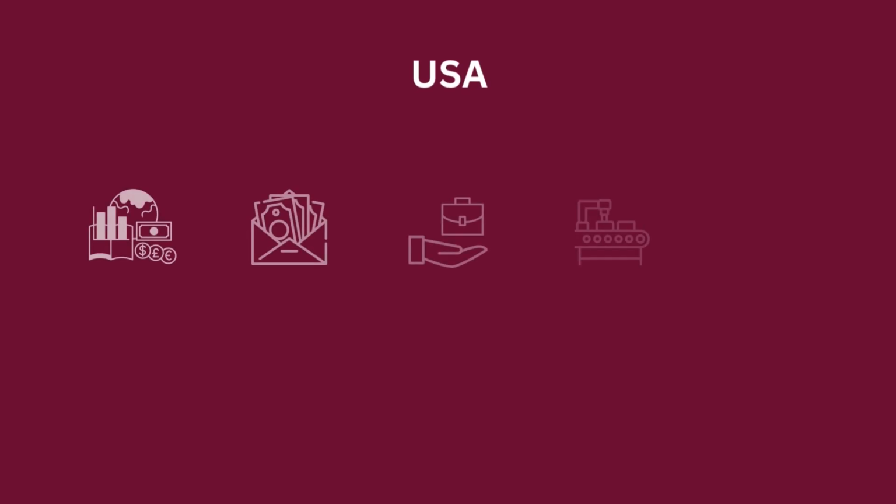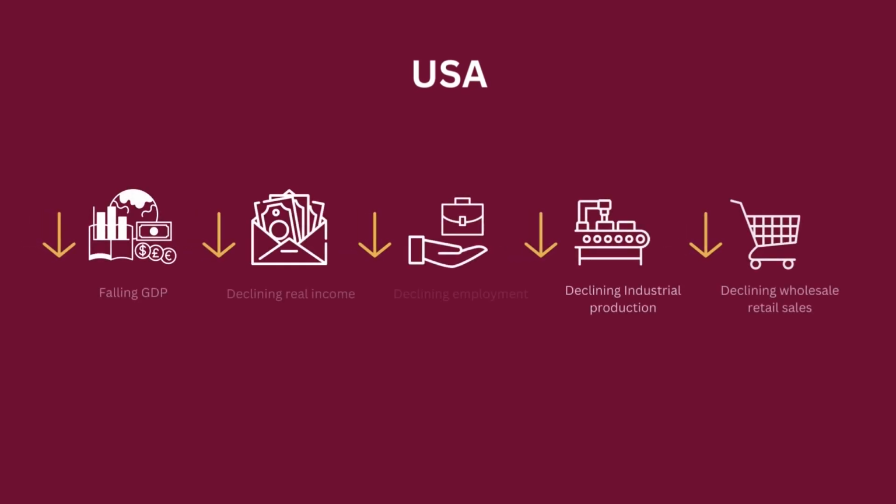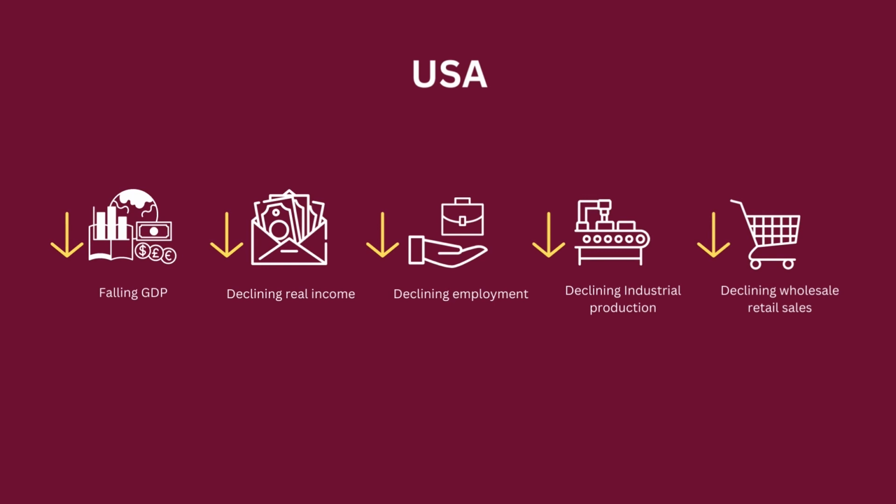These include a significant decline in economic activity spread across the market and lasting more than a few months, normally visible in falling real GDP and declining real income, employment, industrial production, and wholesale retail sales. Regardless of the preferred definition, the effect on government finances is fairly predictable.